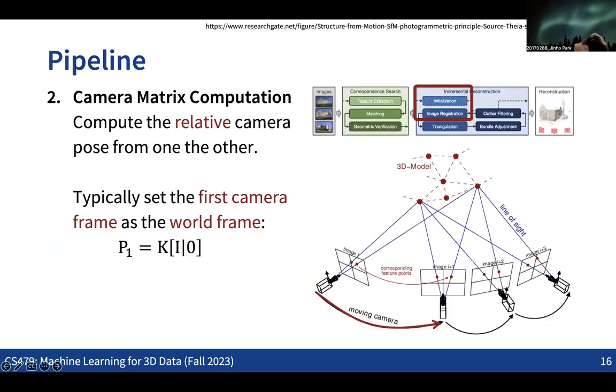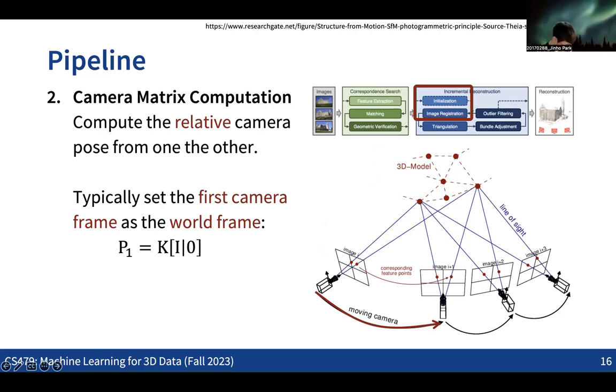Once we have all the pixel-wise correspondence information, from the pixel-wise correspondence we can estimate the camera pose. We discussed the camera model in terms of having world coordinates, and for each camera we also have camera coordinates. Here it matters how we define the world coordinates, right? There is no predefined world coordinates. We can choose whatever frame as the world frame.